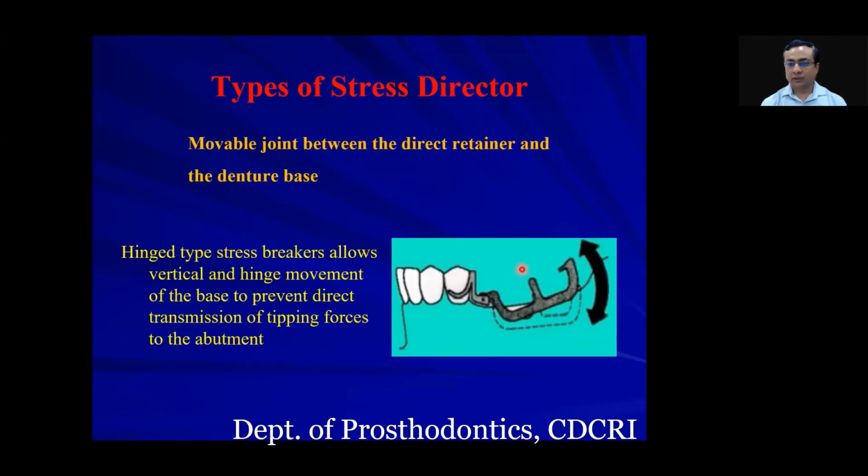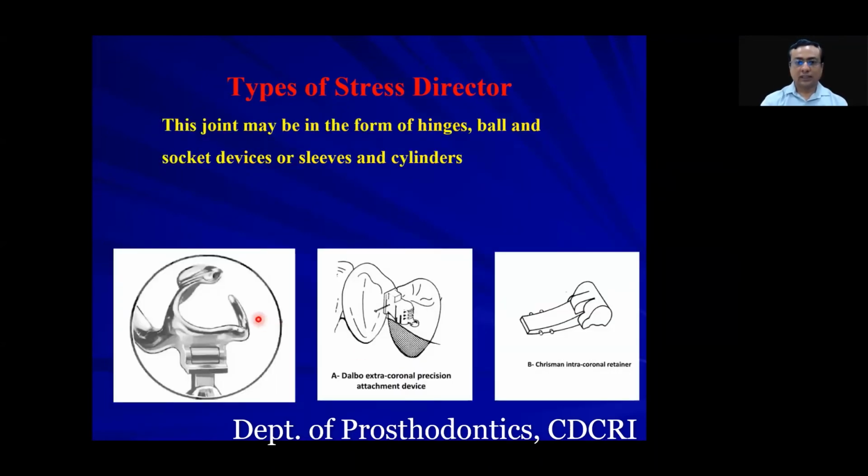So all the forces acting on the artificial teeth are ultimately transferred to the underlying bone, because in this case the denture base is acting almost independent of the direct retainer. It will move down without affecting the direct retainer. So these are the examples of commercially available type 1 stress directors.